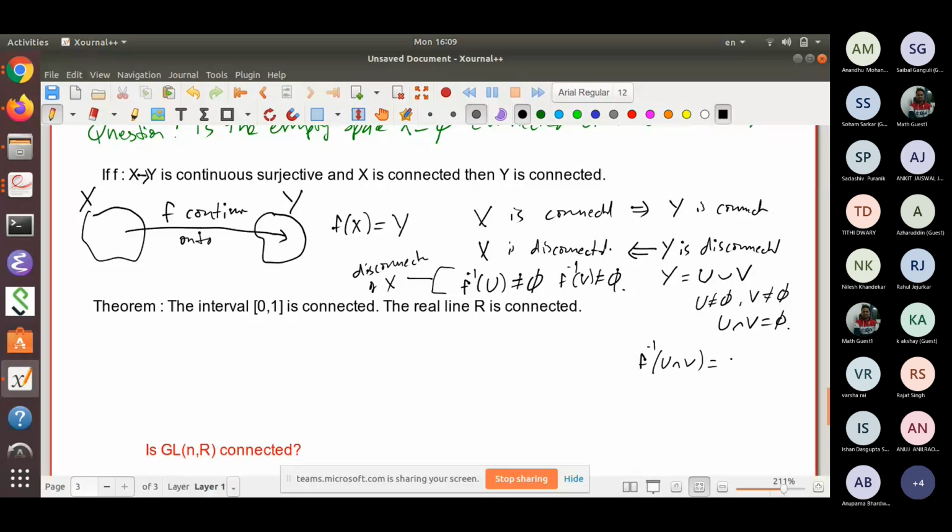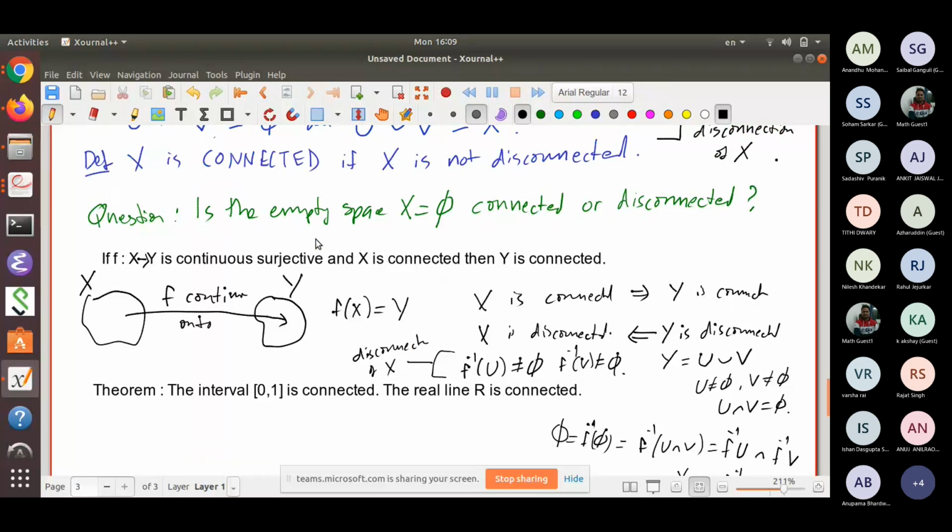As you know, f inverse preserves intersections. f inverse U intersection f inverse V is equal to f inverse of empty set, and that is empty. And the union is everything again. f inverse of Y is equal to X always, regardless of whether f is surjective or not. So if Y has a disconnection, then X has a disconnection. Which means if X does not have a disconnection, then Y does not have a disconnection. Which means if X is connected, then Y is connected.